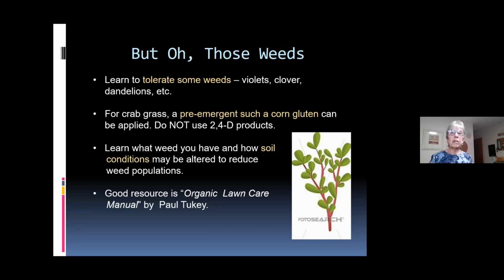Yeah. But you're going to say to me, oh, those weeds in my lawn, but we need to tolerate some weeds, the violets, the clover, the dandelions, especially because they provide early season floral resources for your early emerging bumblebees and other bees. And for crabgrass, a pre-emergent such as corn gluten can be applied, much better than putting down the 2,4-D products. And you can actually learn what weeds you have in your soil if you identify them and then find out what soil conditions may be altered to reduce the weeds. And a good source is Organic Lawn Care by Paul Tukey. And I have that listed on my handout.